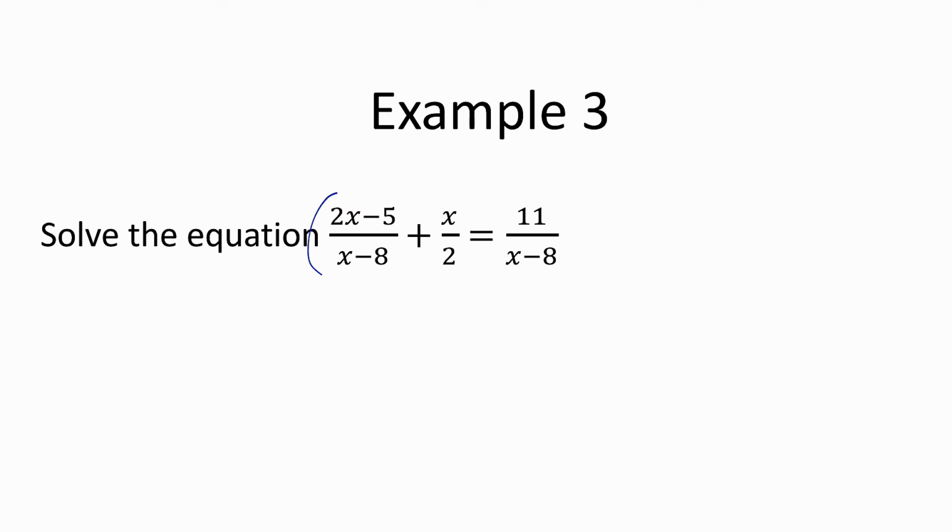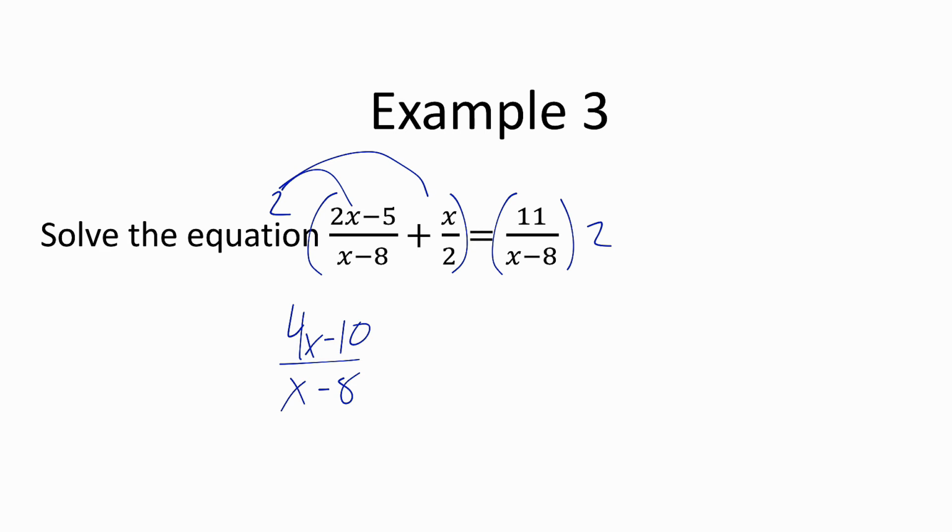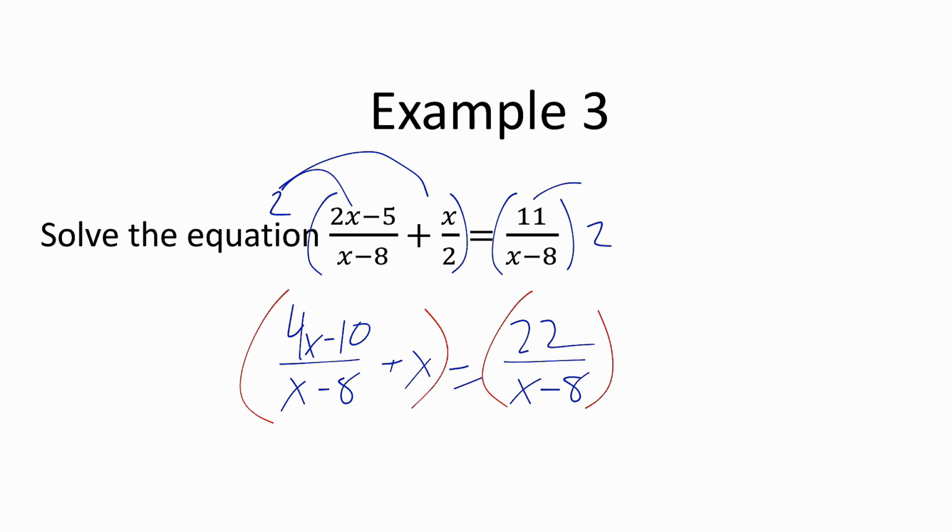So I'm going to start by multiplying the whole left side and right side by 2. That way, when we distribute it to the 2x minus 5 over x minus 8, we get 4x minus 10 over x minus 8. When we distribute the 2 to x over 2, we're just left with x. On the right side, we're going to distribute the 2, and we get 22 over x minus 8. Now, just like we did in the previous one, we're still trying to get rid of our denominators, so I'm going to multiply everything here by that denominator that we have left, the x minus 8.